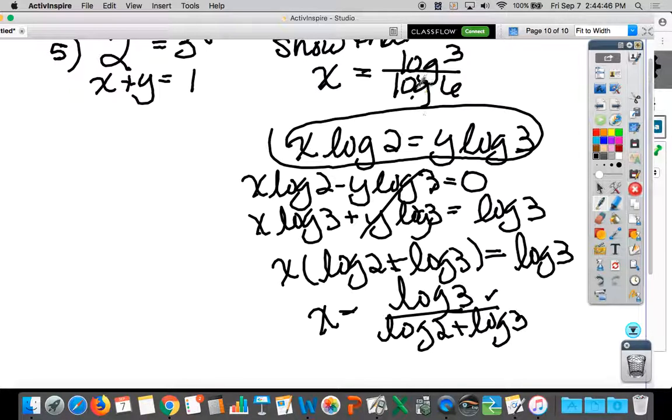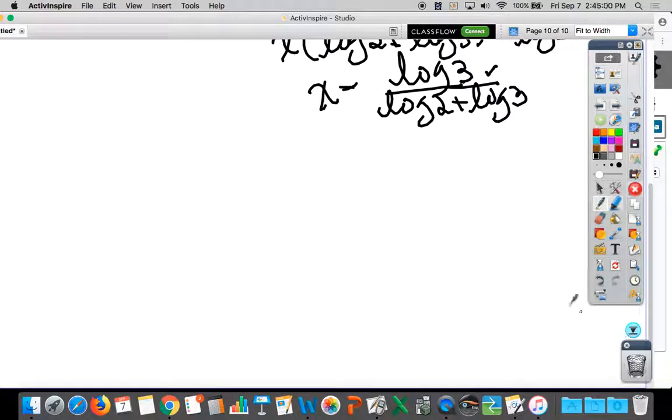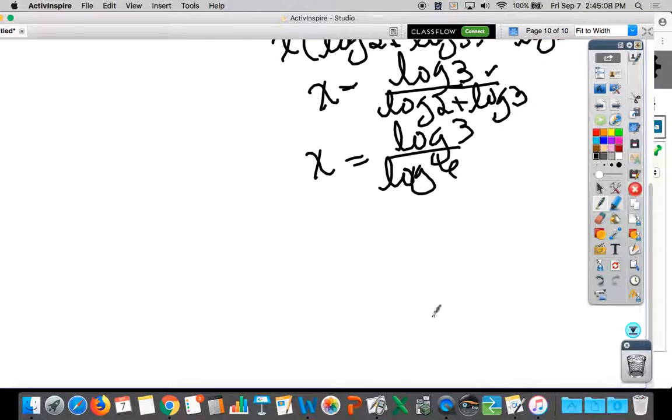Look, you have one log up here. You got one log here. So when you see that, you need to think single log. So to write log 2 plus log 3 as a single log, they're expanded with a plus, which means you would multiply those.